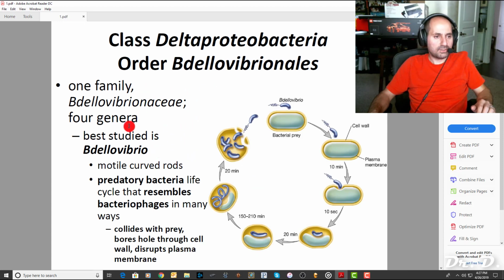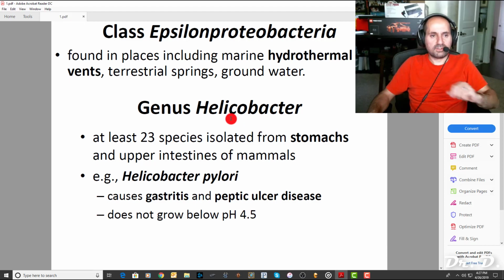Okay. What do I want to know about Bdellovibrio? I want to know that Bdellovibrio behave much like viruses in that they infect a fellow bacterium. Once inside, they grow to quite a long size. Then they multiply by binary fission and then lyse the cell upon release. I want to know that Bdellovibrio can do this. Okay. What else do I want to know? I want to know about Helicobacter, specifically Helicobacter pylori. Why do I care about that? Because it causes peptic ulcer disease.